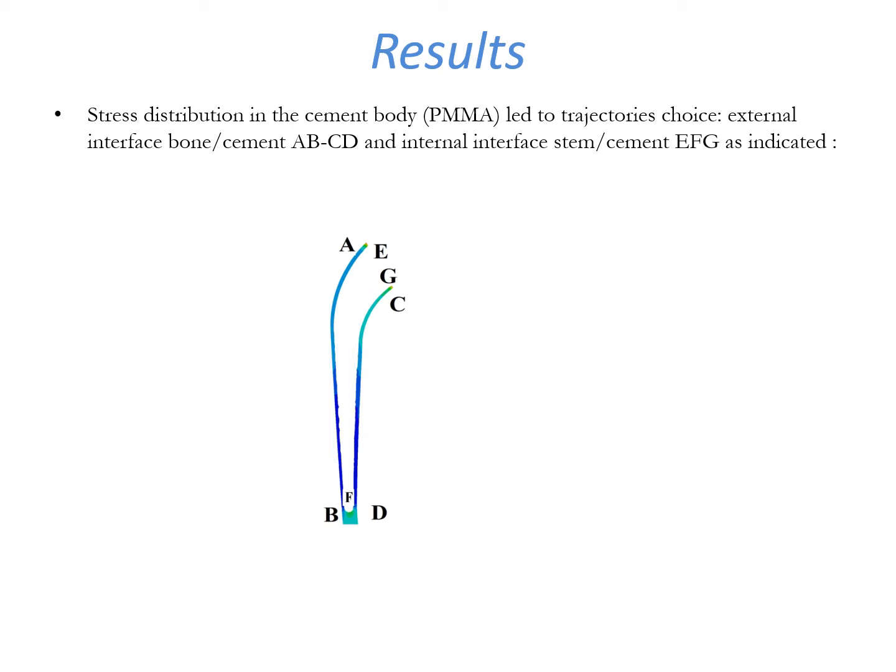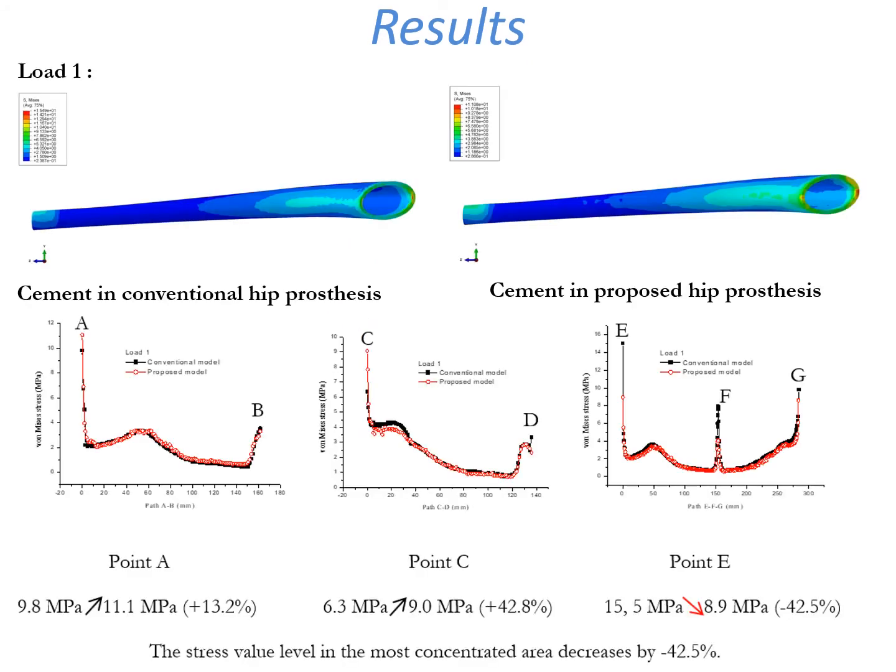We show the evolution of the rupture strength, considered as a response influenced by the change of the three parameters, rotation speed, welding speed, and the tip of pin profile, amplitude from the low to the high level. Von Mises stress distributions for the two models, conventional and proposed, are presented in the following figures according to the three loading conditions. The stress value level in the most concentrated area decreases by -42.5%.